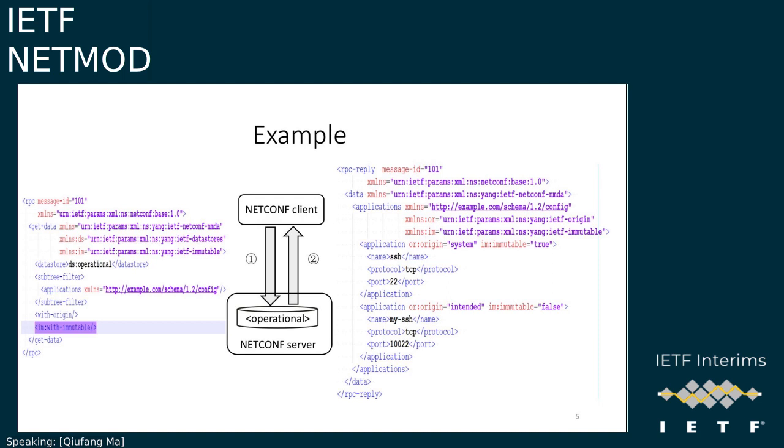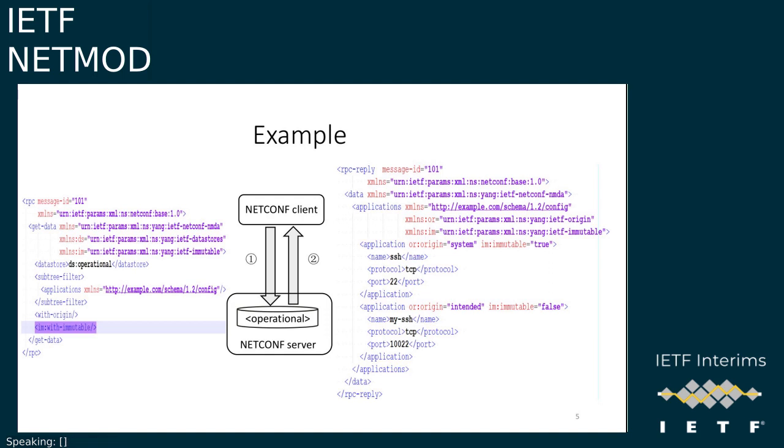Right. Yes. If it's not there, then it will inherit the immutability of its parent node, which is the application's container. And the immutability by default of the top-level node, if not specified, would be false. So this doesn't have to be explicitly specified for the second application instance, which would be false by default. Okay, thank you. Yes.